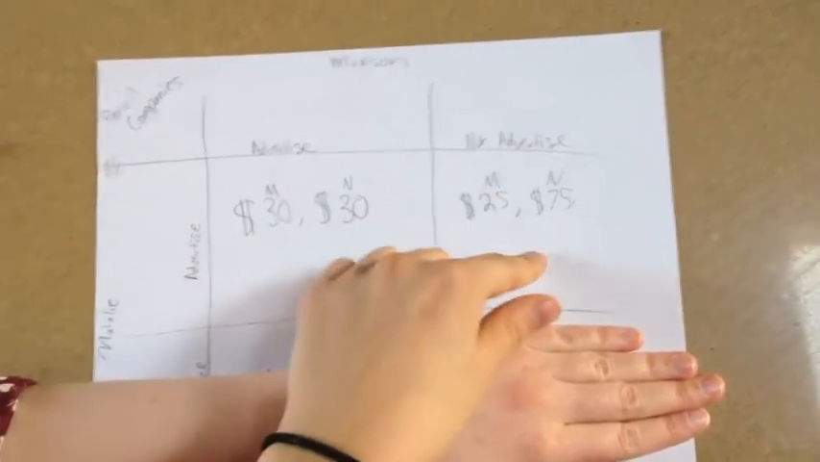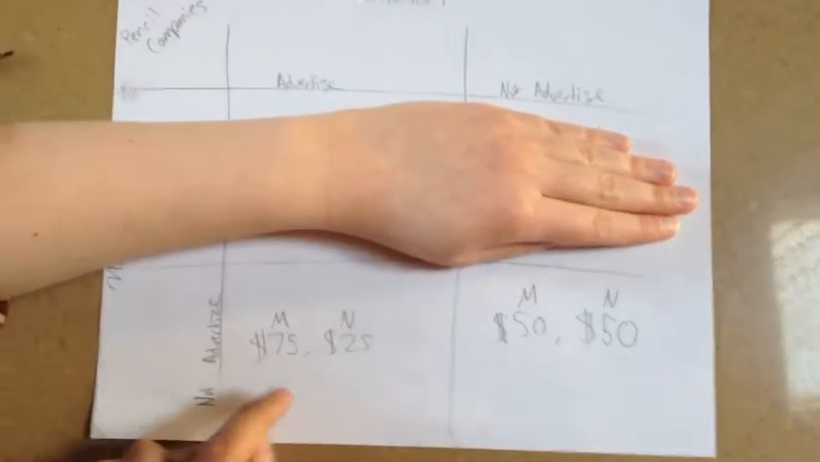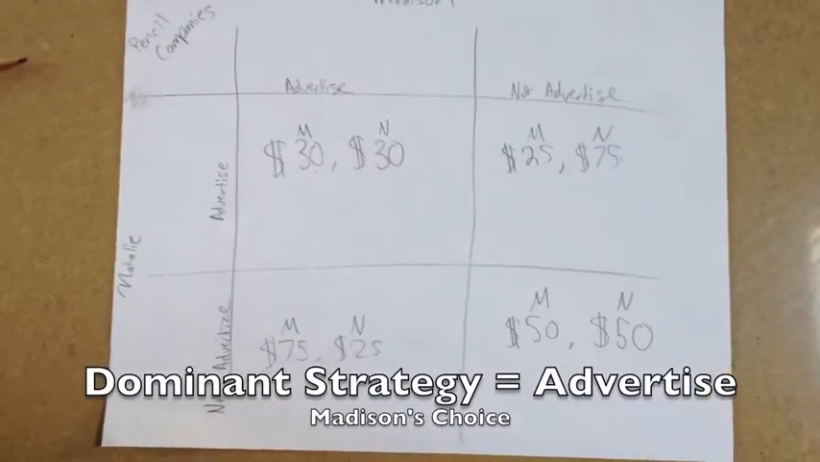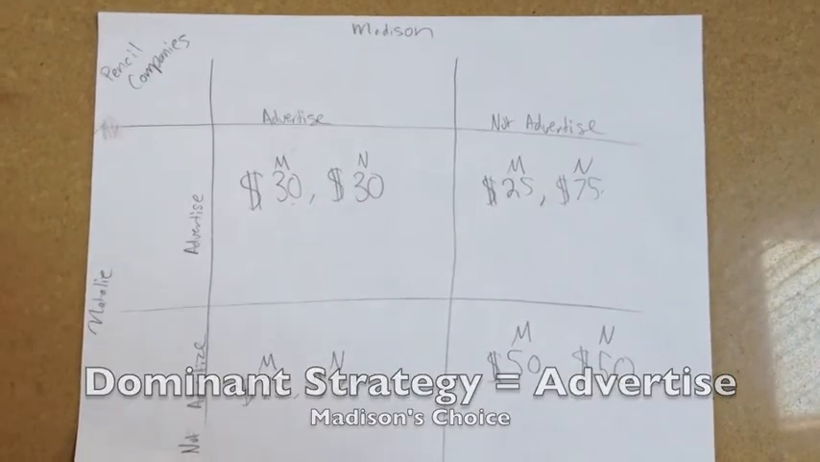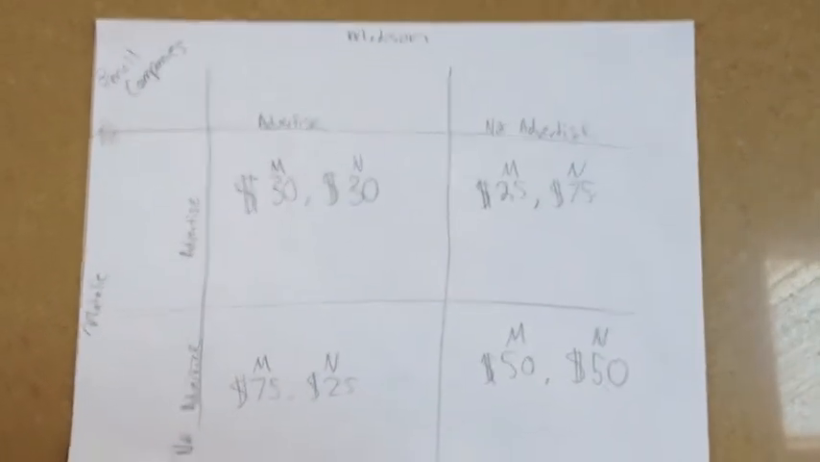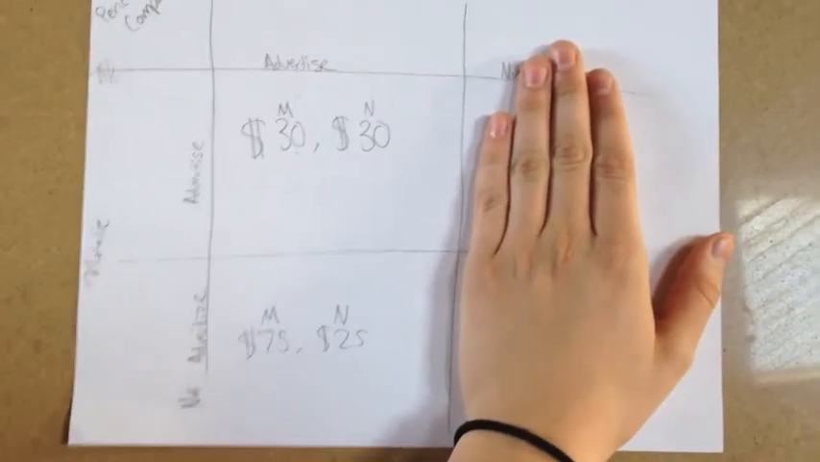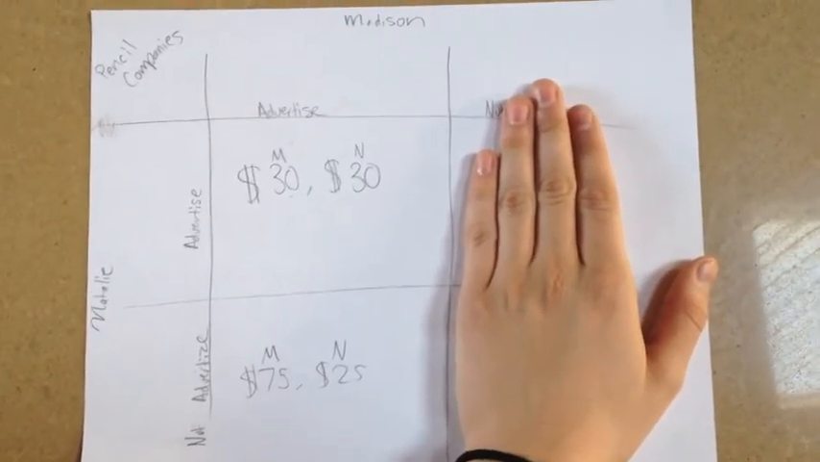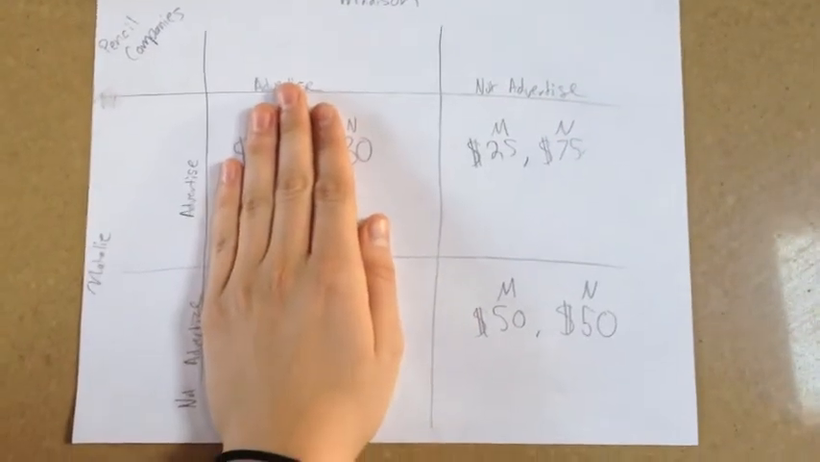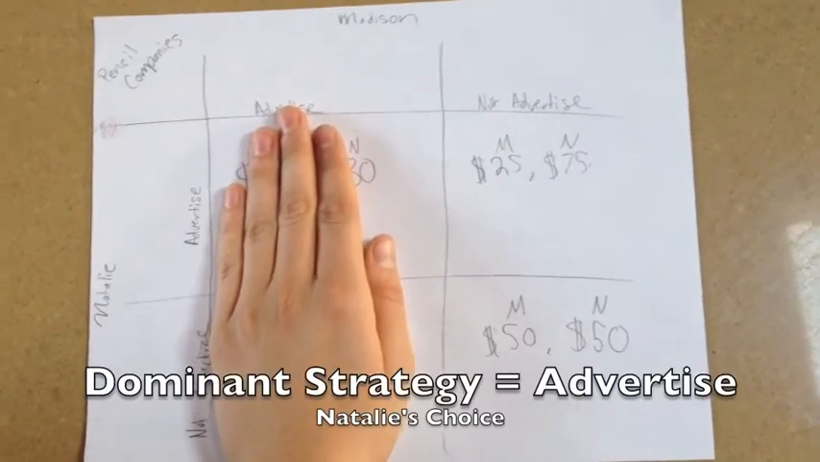So 30 is greater than 25. Let's say Natalie doesn't advertise. The profit I would gain from advertising is 75, which is greater than 50. So either way, I'm going to want to advertise. So now let's take a look at Natalie's choices. Let's say that I advertise. So that would be right here. Natalie is going to want to advertise because 30 is greater than 25. Let's say I don't advertise. Natalie's also going to want to advertise because 75 is greater than 50.